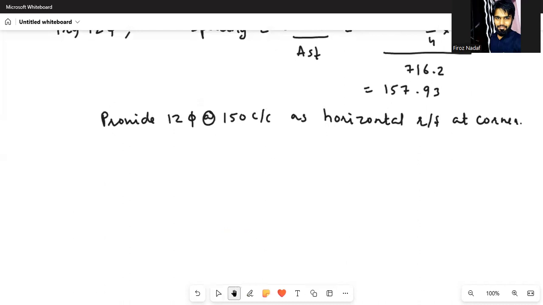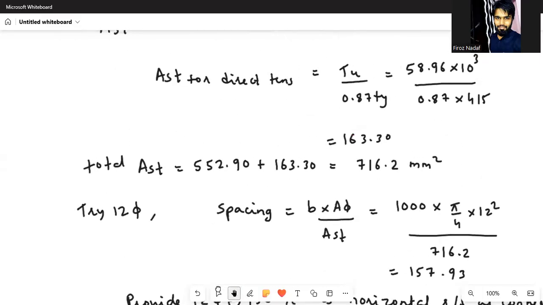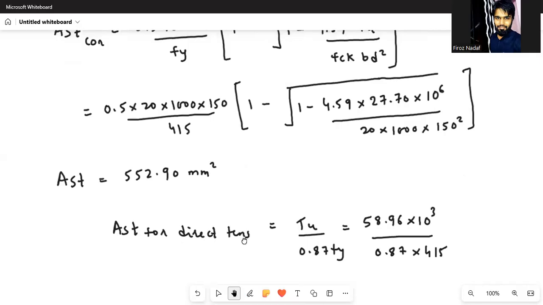So you know the bending moment for the midspan. MU for the midspan is the net bending moment. You have to take the net bending moment. The net bending moment at the midspan is 12.08. Okay. And you can find AST for the midspan. Just have to substitute the bending moment. I told you the formula of AST. AST for the bending moment is given as 129.41 mm. Directly I'm writing the value. You can refer this formula.